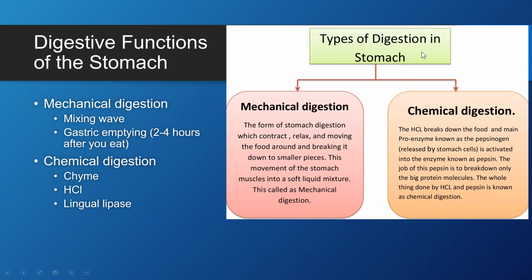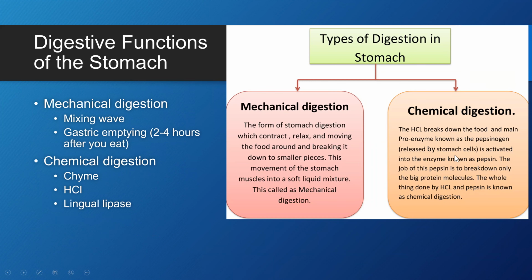So we have 2 types of digestion in stomach: mechanical digestion and chemical digestion. Mechanical digestion from the muscularis externa, it's a mixing wave, and gastric emptying 2 to 4 hours after you eat. And the chemical digestion is breaking proteins right into smaller peptides, and that's pretty much so. Breaks down the food.